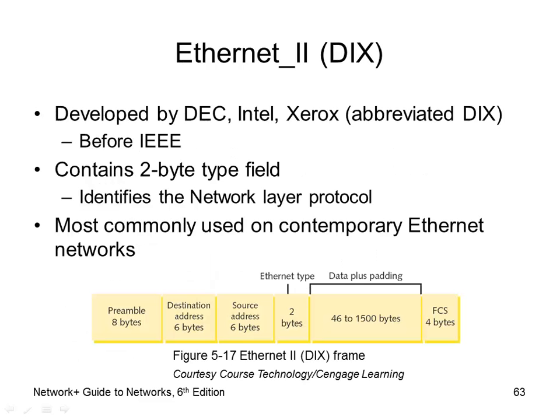Here's what Ethernet 2 actually looks like. It was developed by DEC, Intel, and Xerox. That's where DIX comes from. It contains a 2-byte field, and it's most commonly used on Ethernet networks.